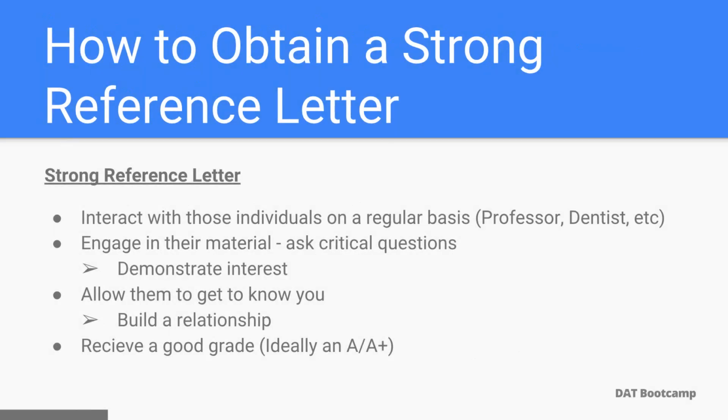Moving on, so how do you obtain those strong reference letters, right? I keep emphasizing the word strong. So what you want to do is you want to interact with those individuals on a regular basis. Those individuals being the professor or the dentist that you're trying to acquire the letter from. You want to engage in their material, and you do this by asking critical questions. This way you demonstrate an interest in their field. This will also allow them to get to know you because the two of you are now building a dialogue. And that way you can build a relationship.